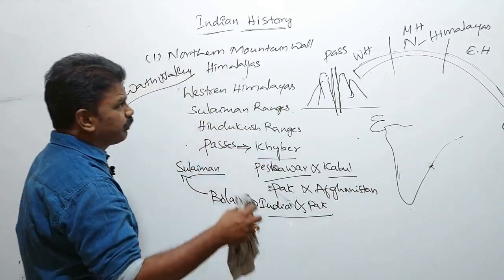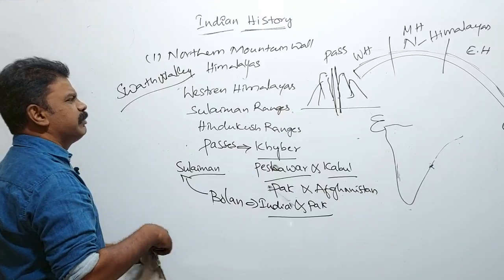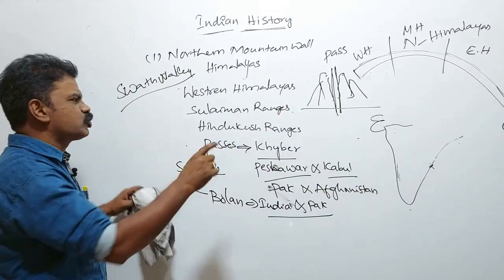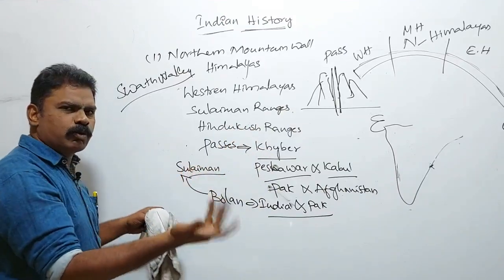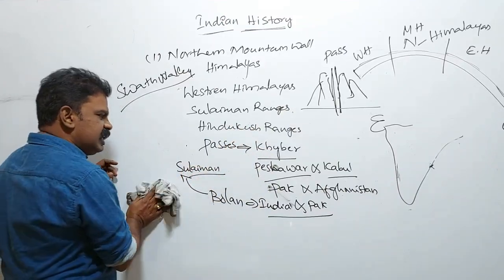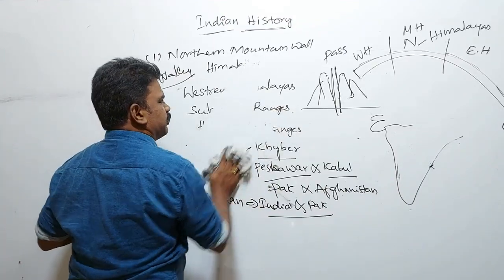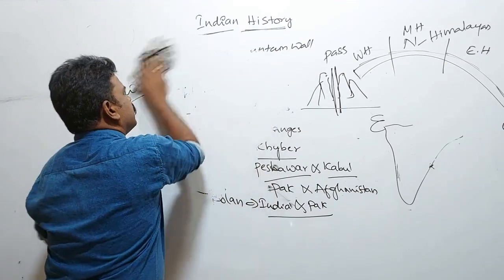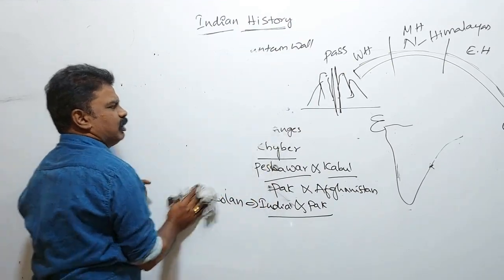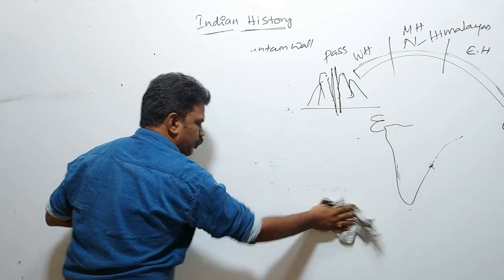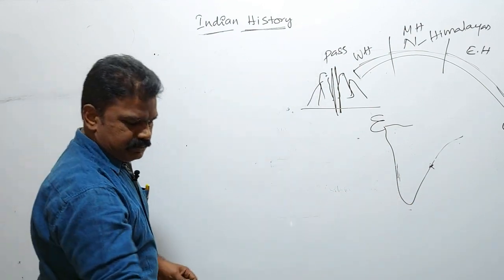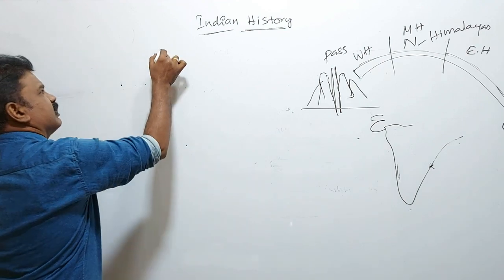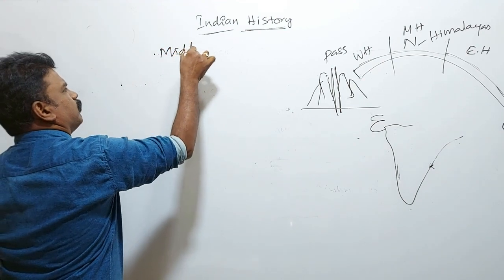That is about the Western Himalayas. Remember, in the Western Himalayas there are the Suleiman ranges, Hindu Kush ranges, and the Khyber, Bolan and Gomal passes. These impacted Indian history. After the Western Himalayas, in the northern mountain wall, next we come to the Middle Himalayas and how they impacted Indian history.